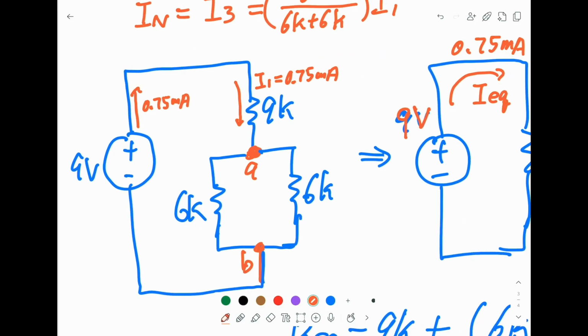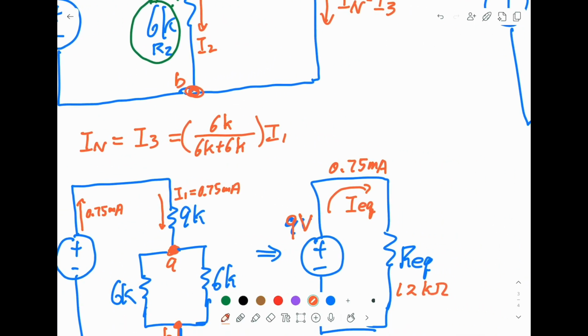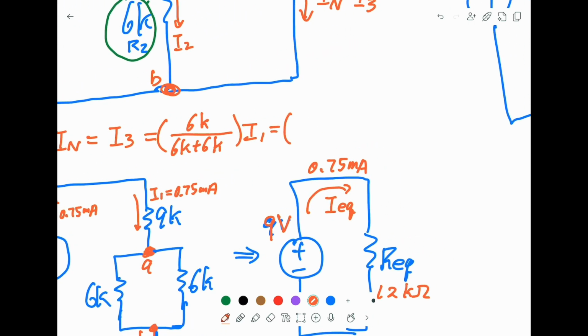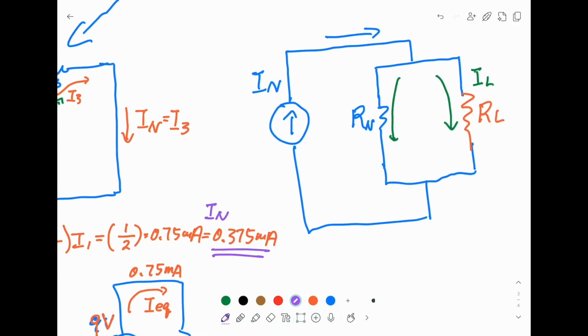Now we found the I1. Going back to here, this is what we need. So we know this should be half of I1, which is 0.75 milliamp, and you should get 0.375 milliamp. This is important, this is our IN. Okay, so we found the IN here.